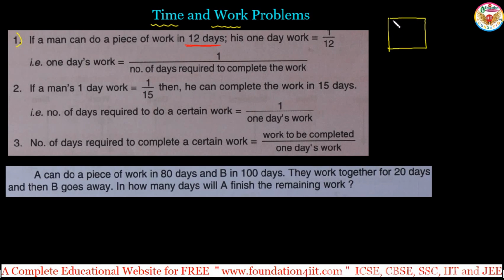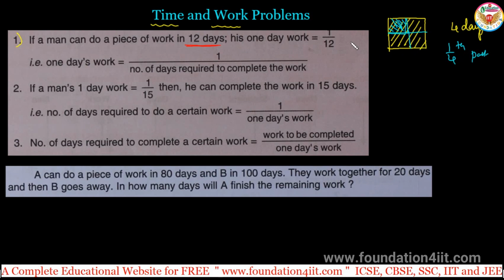Now a person can clean this ground, for example, in 4 days. If you can clean this entire ground in 4 days, then in one day you can do only 1/4 part, right? This much is for one day, total is 4 days. So this is the first day, that is 1 by 4. It means the reciprocal: in one day he can do the reciprocal of the number of days, so 1/4th part of the entire work.